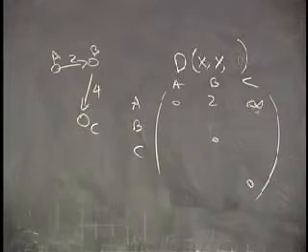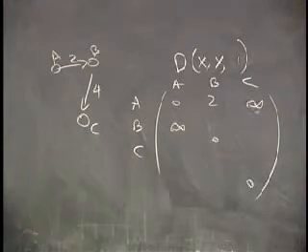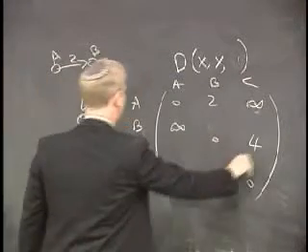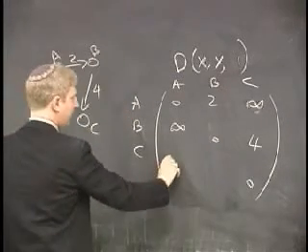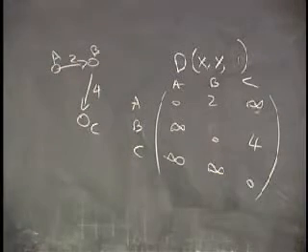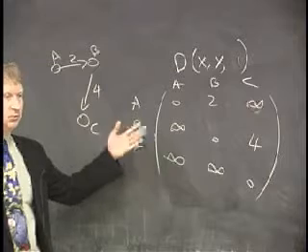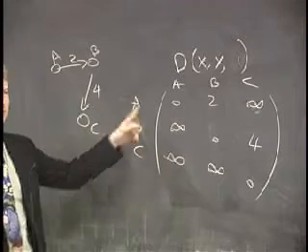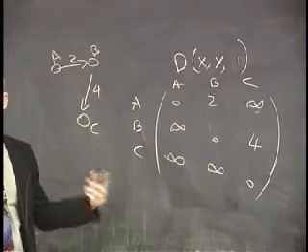B to A is infinity. B to C is 4. C to A is infinity. C to B is infinity. That's it. That's what the graph looks like. This is actually the input to any algorithm that you'll use if you use the two-dimensional version rather than the adjacency list.